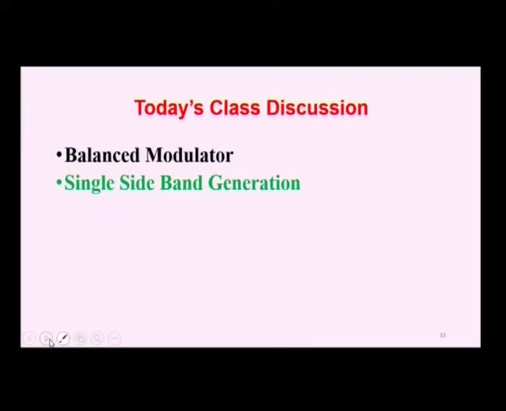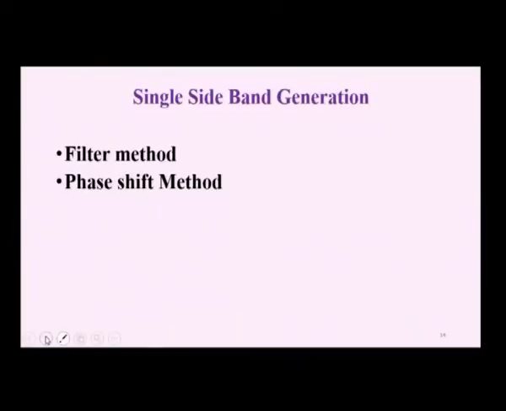Now next we are going to see about the single sideband generation. Why do we go for single sideband generation? If you take a double sideband, both the sidebands contain the same information. It is not necessary to send the same information in the 2 sidebands, so we can suppress any one of the sidebands. Now we are going to see how to generate a single sideband. There are 2 methods. One is the filter method and the other one is the phase shift method.